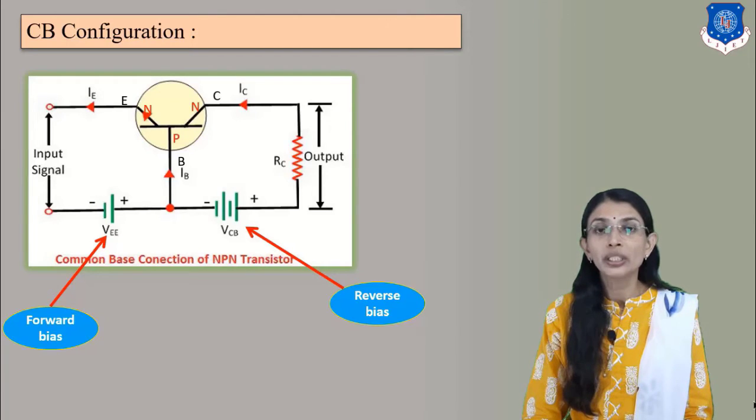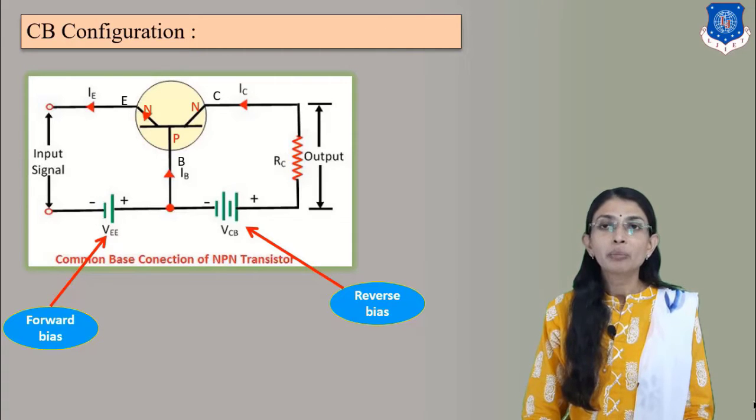Now we will draw the graph of VI characteristics. That means input current versus input voltage, and another graph that is output current versus output voltage. These two graphs will be known as characteristics. Input signal is applied between emitter and base, and output signal will be collected between collector and base.